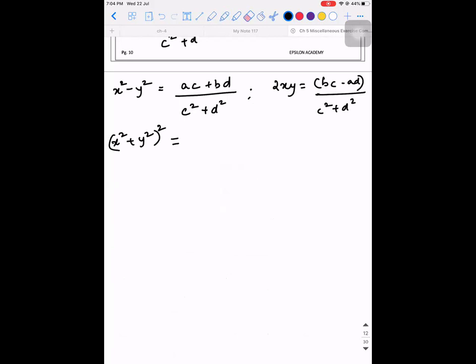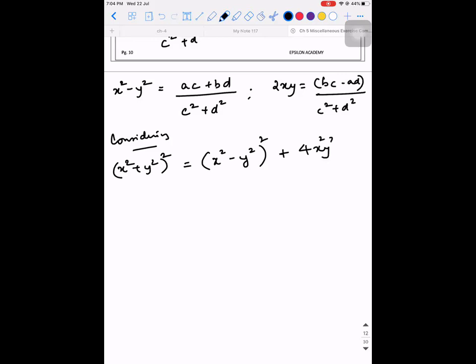Okay. Now what I'm going to do is observe. Considering x square plus y square, the whole square, can I write this as x square minus y square, the whole square, plus 4x square y square? Did you understand what I did? I wrote a plus b the whole square. A is x square, b is y square. I wrote a plus b the whole square is equal to a minus b the whole square plus 4ab.